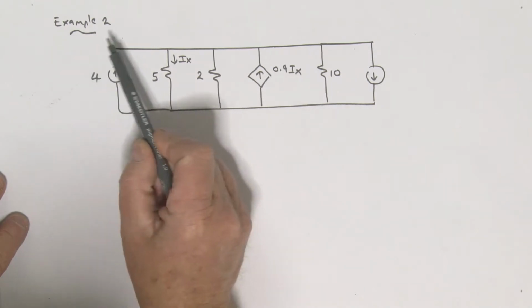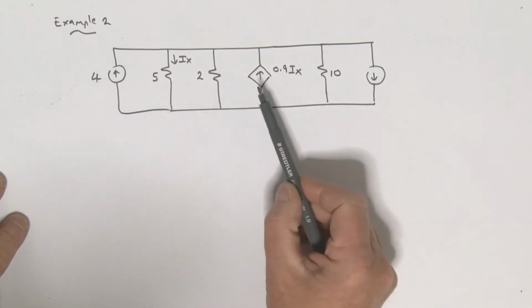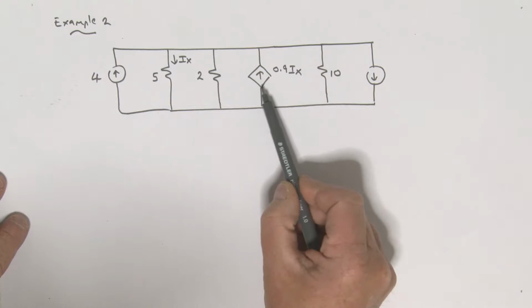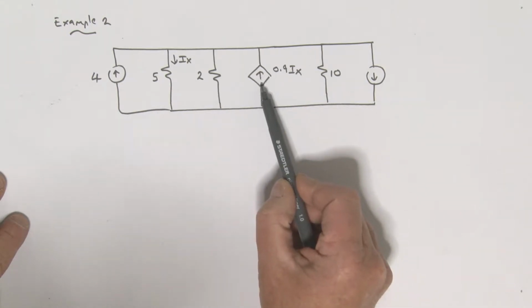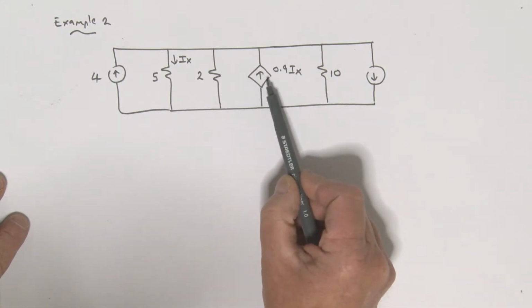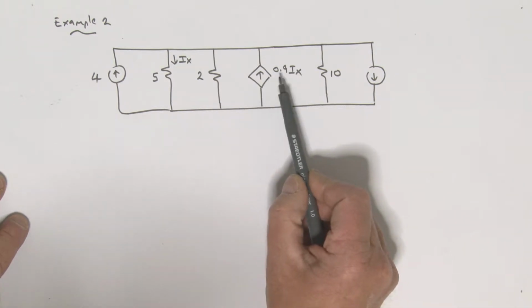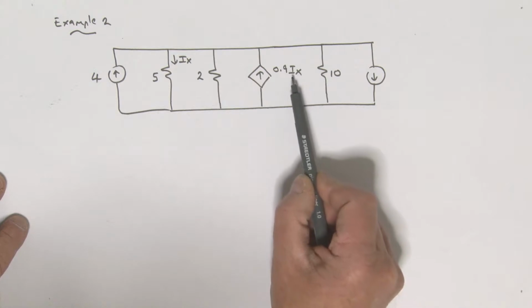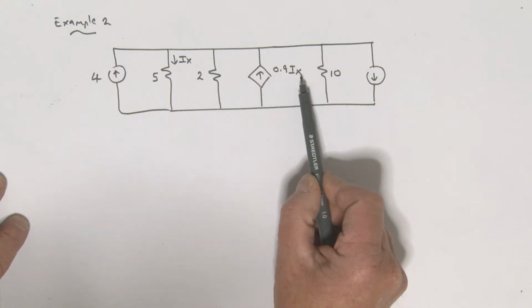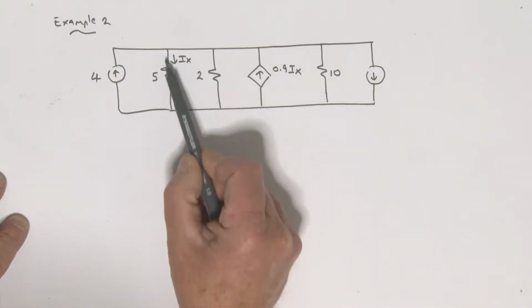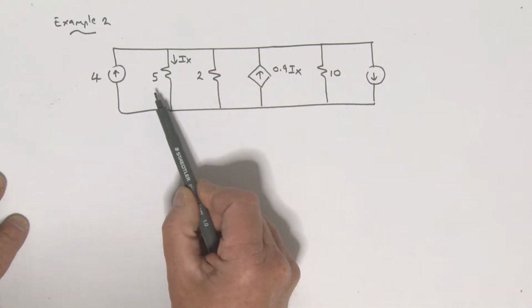Okay, let's have a look at example number 2 here. Now what we have in this case is a current source. This current source is a current dependent current source. So the actual value of this source is 0.9 times the current IX. Now the current IX is the current that's actually going through this 5 ohm resistor.